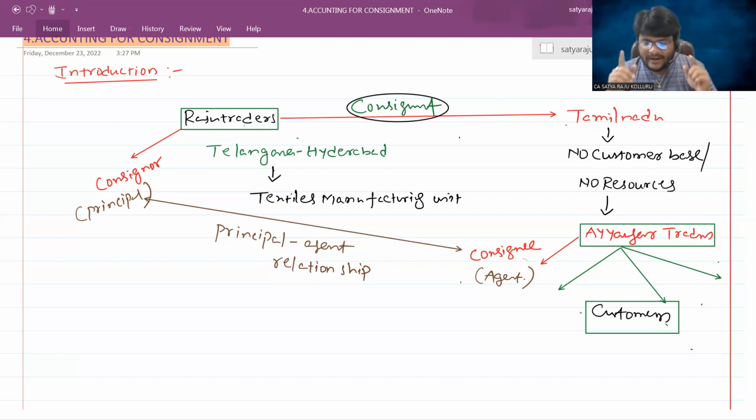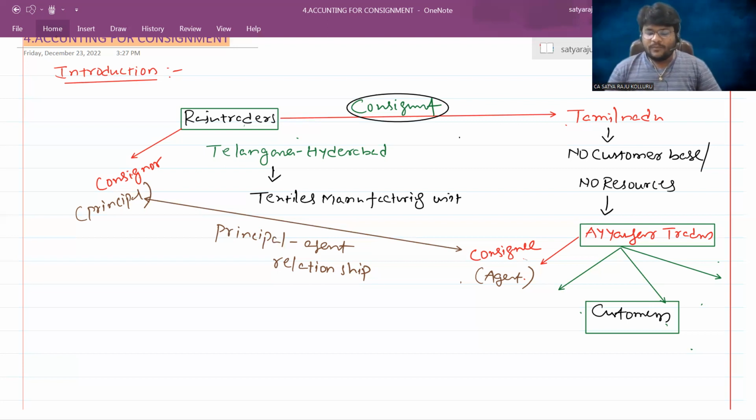Sir, whether such expenses are incurred by the consignor or by the consignee, irrespective of that, those expenses are expenses for the consignor only. The reason is the consignee is just acting as an agent to the consignor. He will receive the goods, he'll sell the goods, he'll get the commission. There is no other relationship of the consignee to the consignment business. Whatever the expense or the income, it is ultimately related to the consignor only. Even though the physical transfer of goods happened from consignor to consignee, the legal ownership of the goods is still lying with the consignor only. The reason is the relationship in between consignor and consignee is a principal agent relationship.